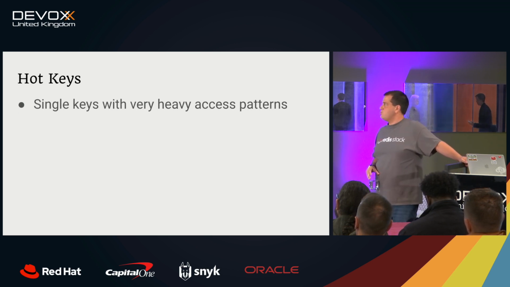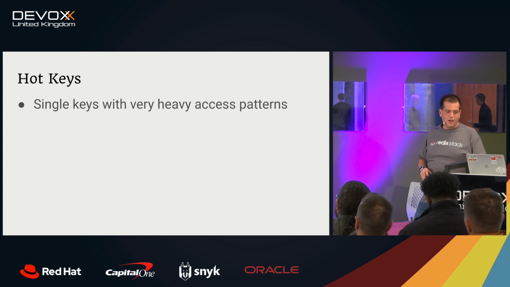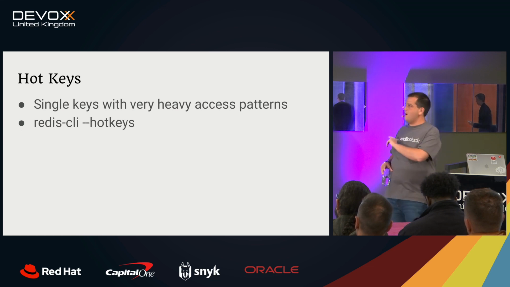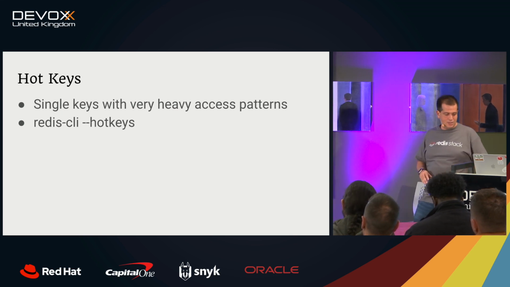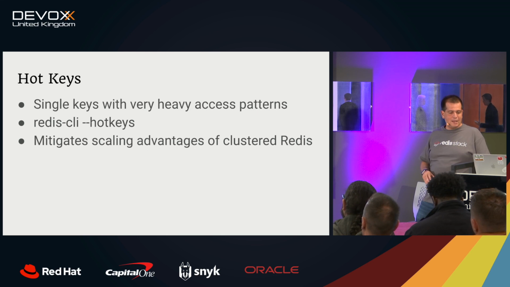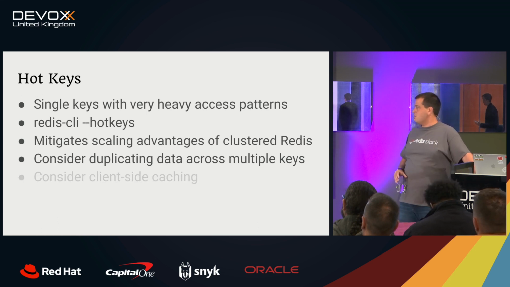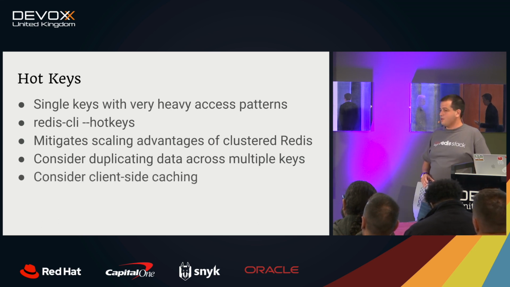The single biggest anti-pattern that we run into is hot keys. Single keys with very heavy access patterns tend to crop up in production. You can check your hot keys with the Redis CLI hotkeys option, and you can mitigate them by taking advantage of scaled Redis clusters, or by considering duplicating those keys across multiple keys. And also consider client-side caching. That's really useful.